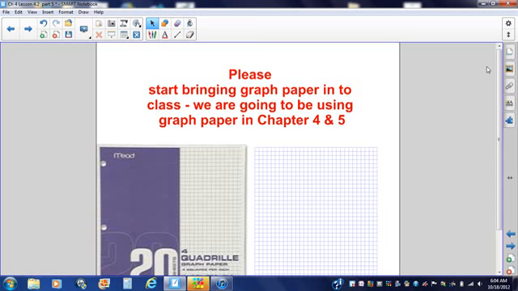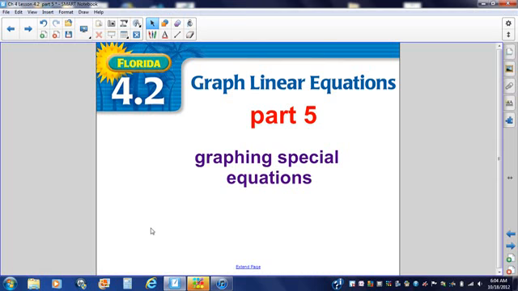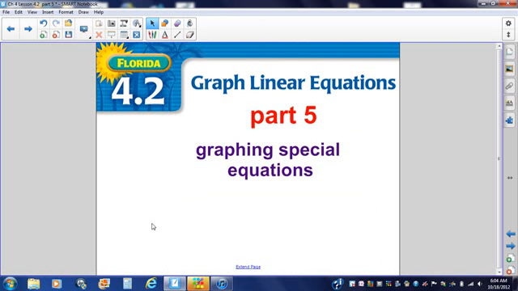We're going to be using a lot of graph paper over the next couple weeks as we move through Chapter 4 and Chapter 5. All right, we are going to be wrapping up Lesson 4.2 today. So please write down in your notes: this is Lesson 4.2, Part 5. We're going to talk about graphing special equations. Lesson 4.2, Part 5, Graphing Special Equations.